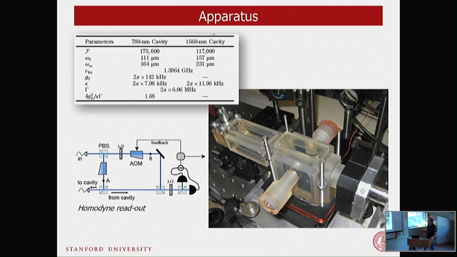This illustrates the homodyne readout that we use to detect the cavity frequency shifts. It's more or less a standard setup. And for experts, these are our cavity parameters. The collective cooperativity is close to 1 for this system. So it's not strongly coupled and it's not weakly coupled. It's just about right.